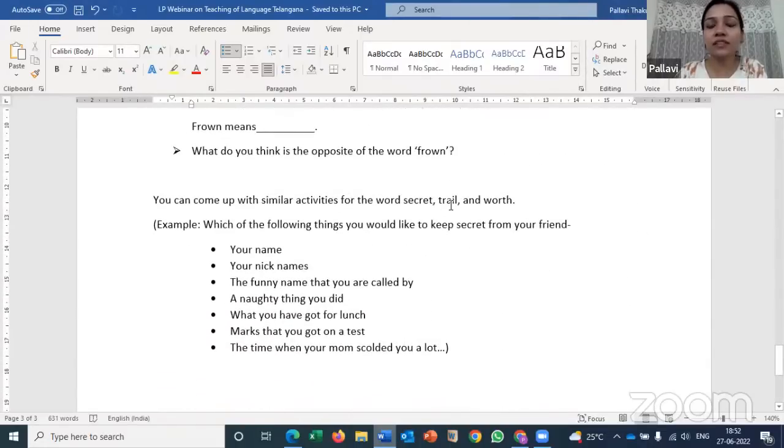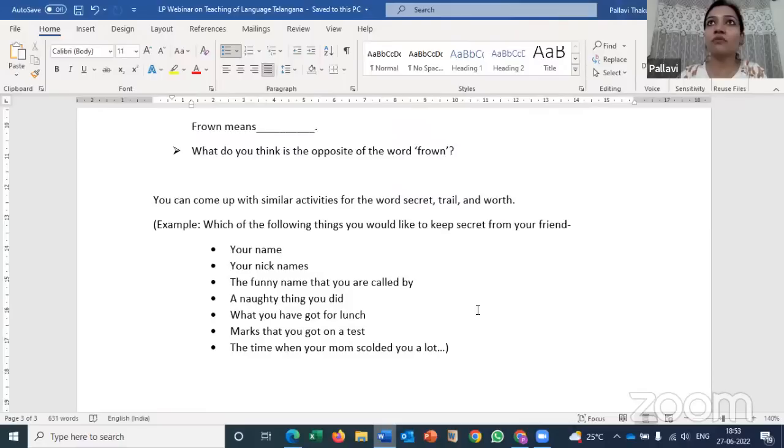So likewise, you can engage students with other words as well. Words like secret, trial, worth. With a word like secret, you can ask students, which of the following things would you like to keep secret from your friend? Your name, would you like to keep it secret? No, you tell your name to everyone. Your nicknames, the funny name that your mother calls you by, or your father uses for you, would you like to share it with everyone? Many of them would start giggling and sharing. You might have to give them a lot of support.